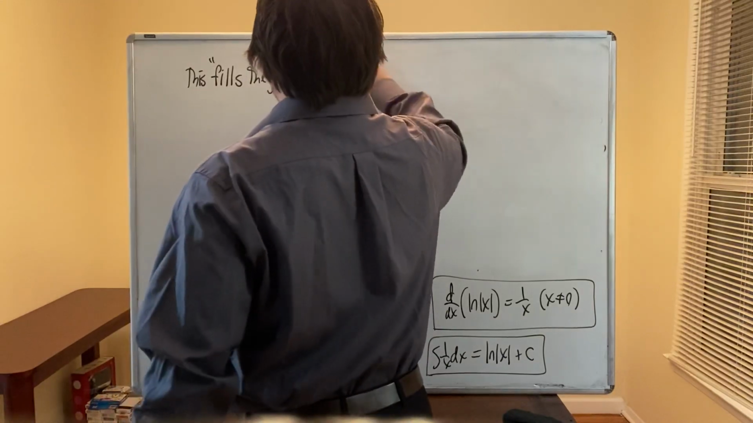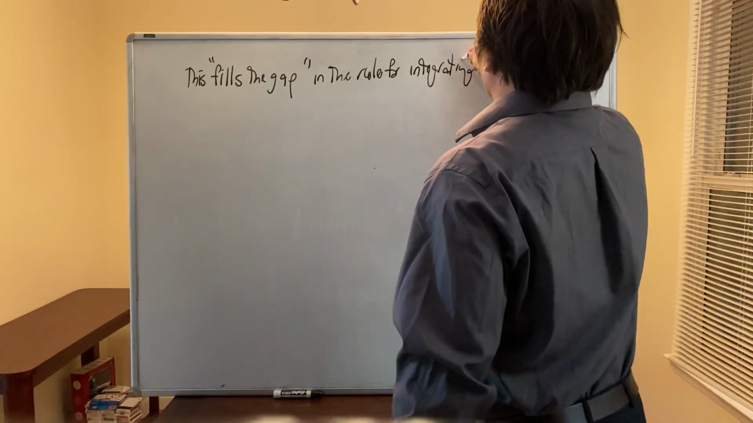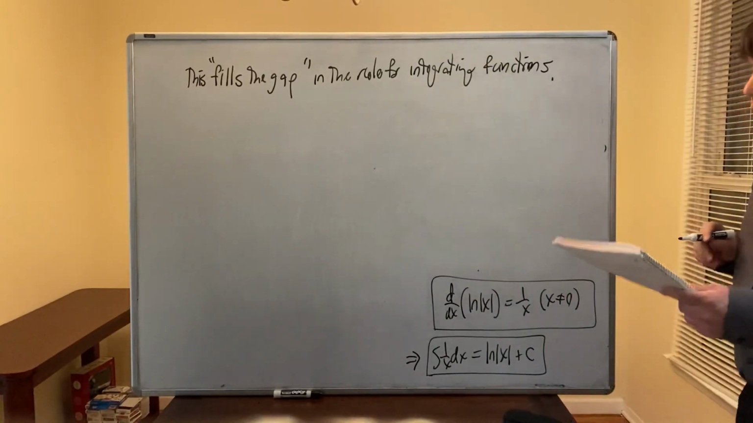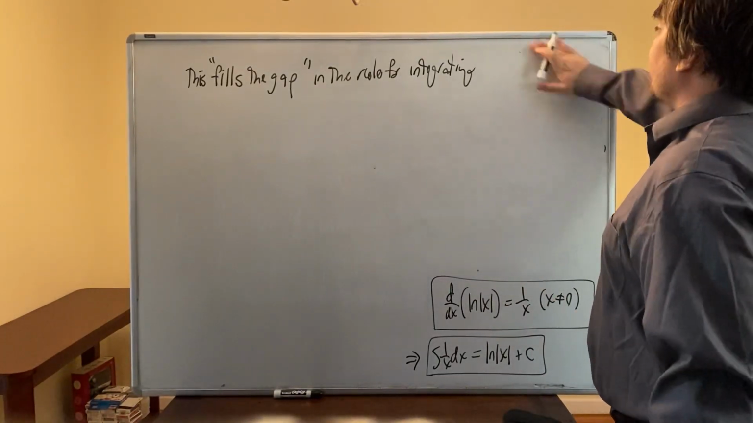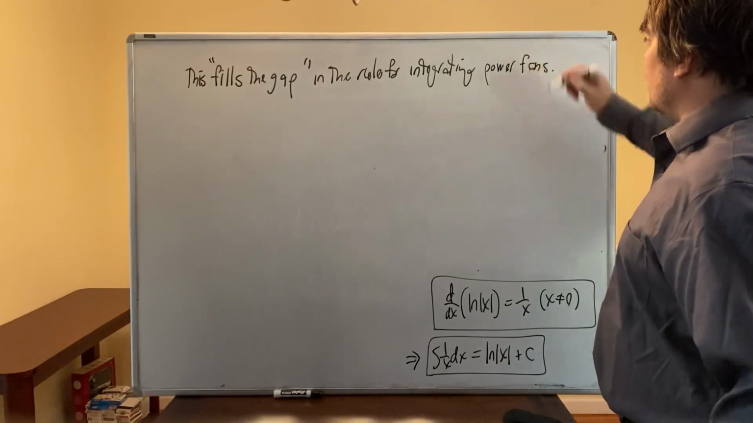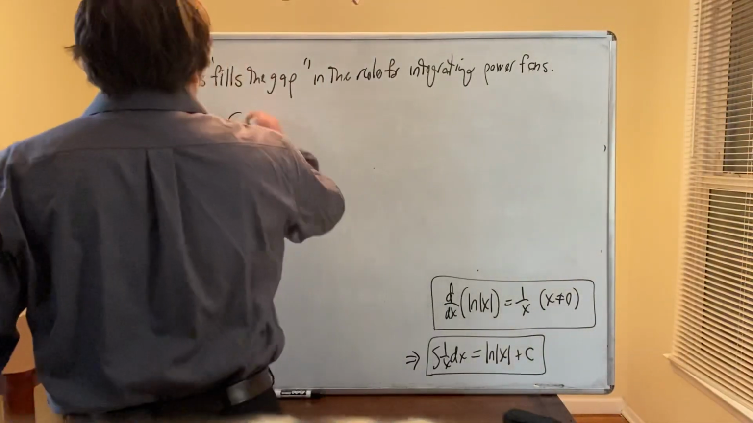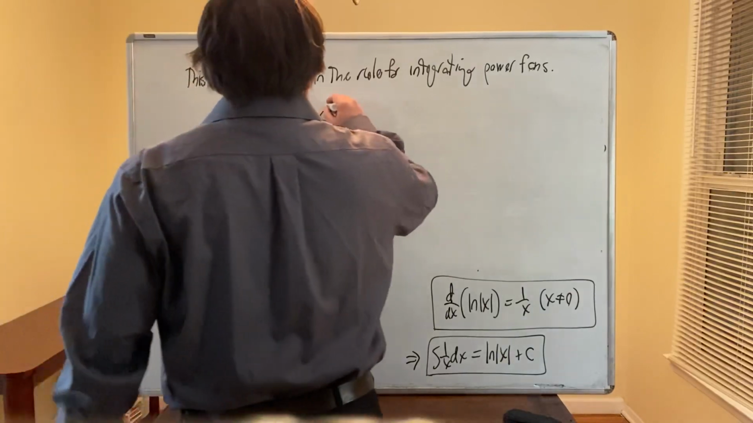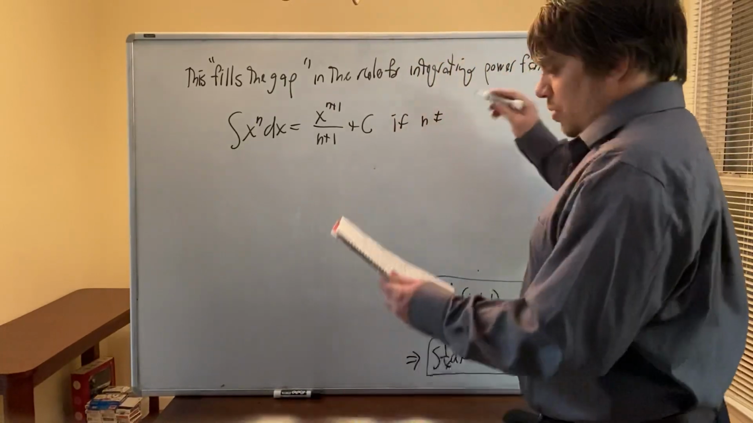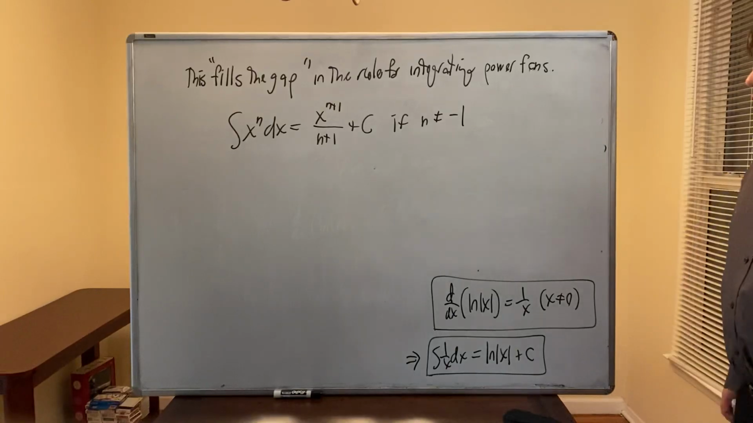In the rule for integrating power functions. So the integral of x to the n dx is equal to x to the n plus first power over n plus 1 plus c if n does not equal negative 1. And so what's missing is what happens when n equals negative 1.